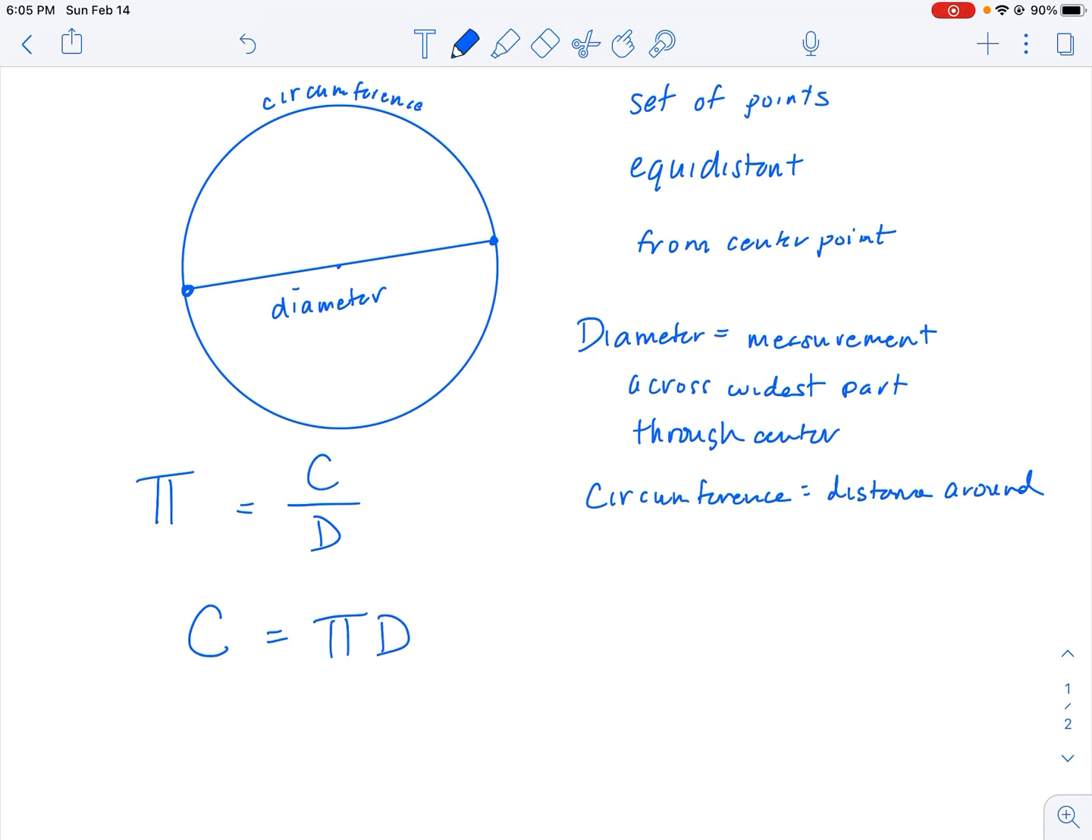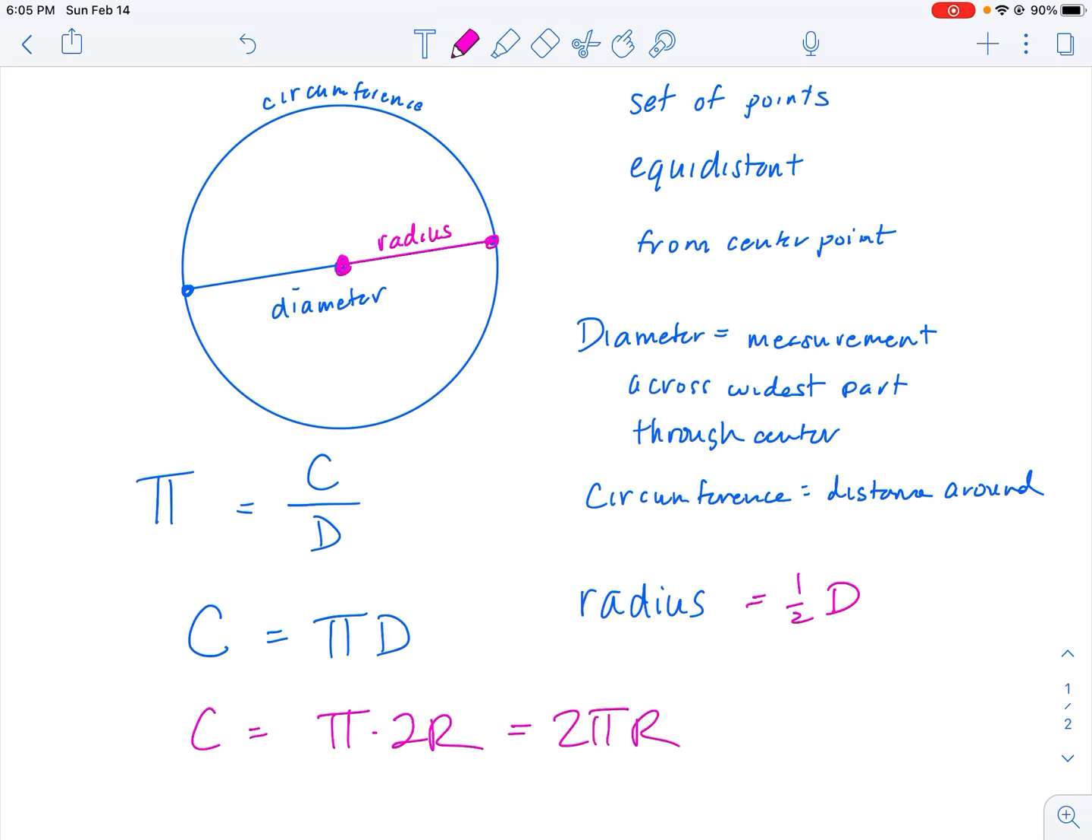And we can also say that since the radius is the distance from the center, I'll use a different color, it's the distance just from the center out to the edge, and the radius is half the diameter, then we also know that the circumference is equal to pi times twice the radius, otherwise known as 2 pi r. Okay, so that's our first thing that we want to know.